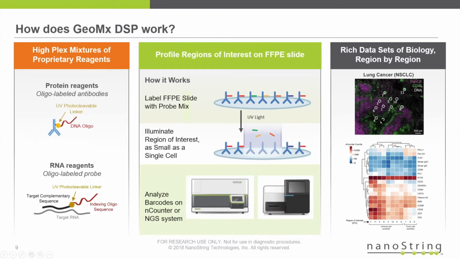On the right-hand panel, what you can see here is a fluorescent image of a tissue. You have all these circles here labeled from 1 to 11. These are our regions of interest. We shine light through those particular areas, collect barcodes, and then we have a variety of analysis tools in our software. Those are comprised of heat maps, volcano plots, etc.